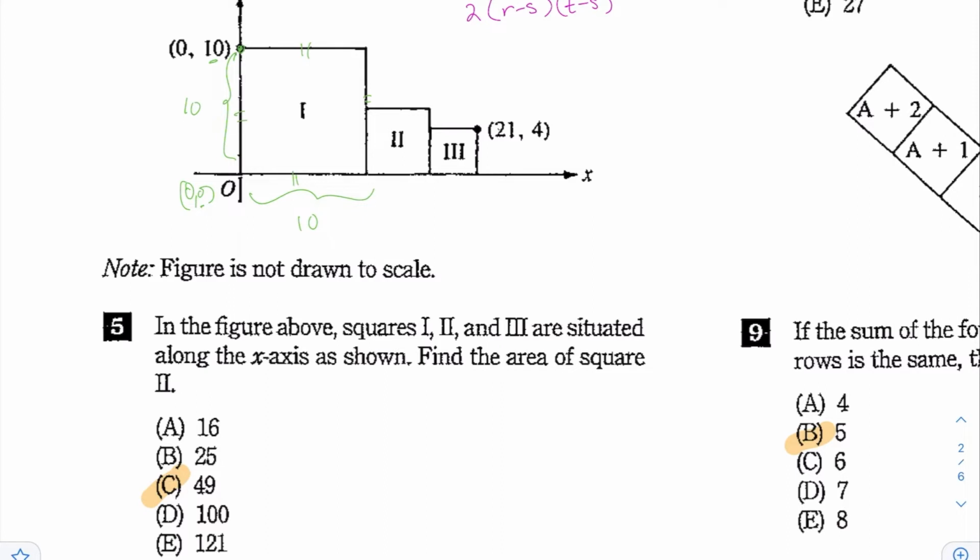Now the last piece of info you can use is this point, which is (21, 4). So that means that you have to go up 4. So the side here will be 4. And this is (21, 0).